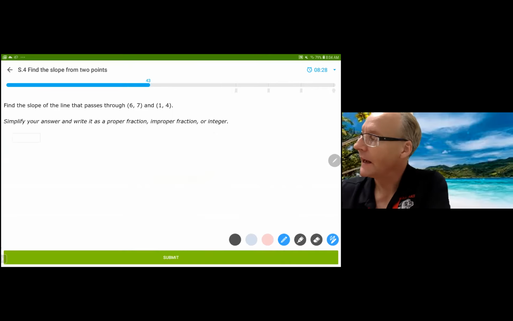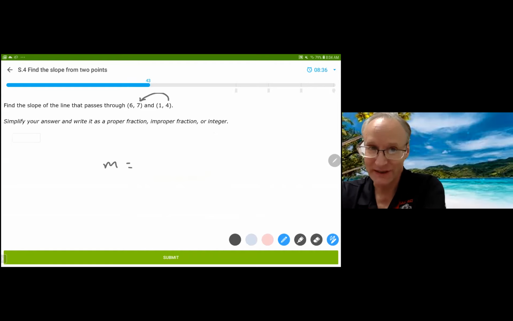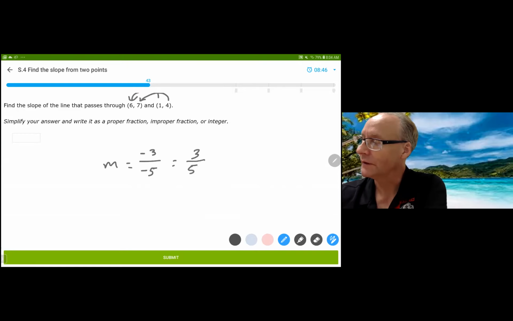So this time I have slope 4 minus 7. You know what that is? You should. It's negative 3. And 1 minus 6 is negative 5. Again, we had 3 over 5. You need to reduce that.